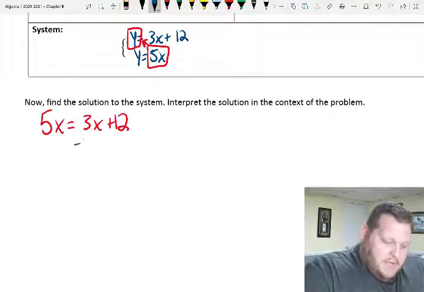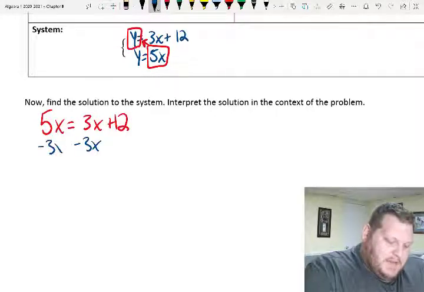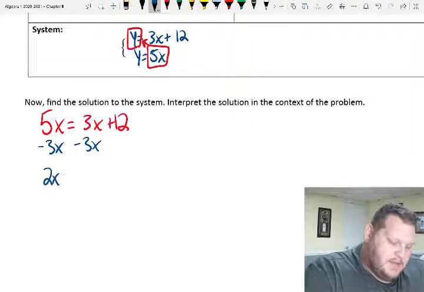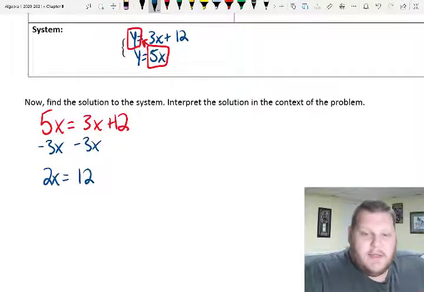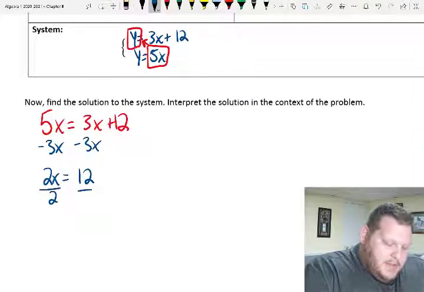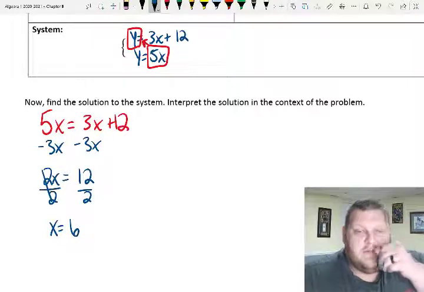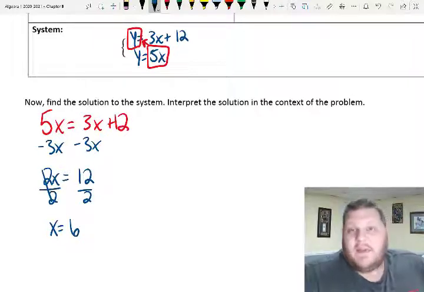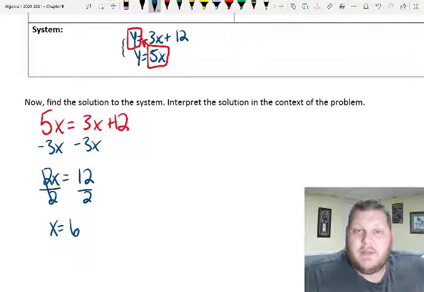If I was going to solve this problem, I would get my x's together on the same side. 5x minus 3x is a 2x equals 12. And then again, 2x equals 12. I'm going to divide by 2 on both sides. X equals positive 6. Now I have an x value. I got my first step in the solution.